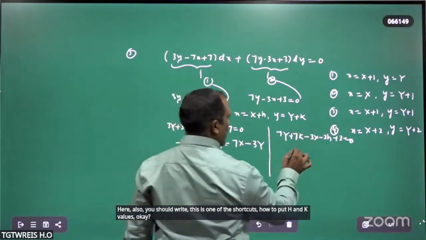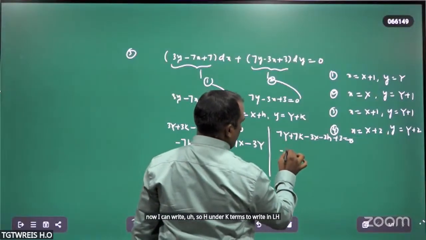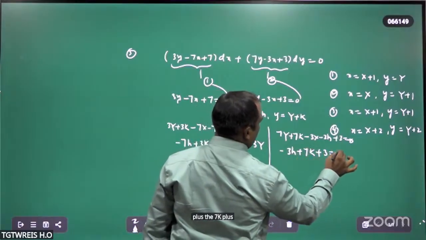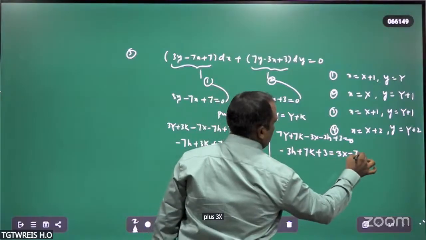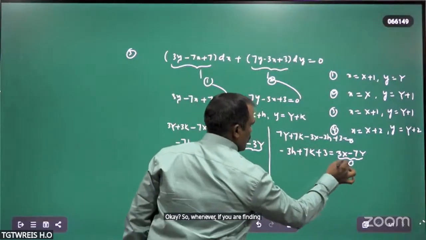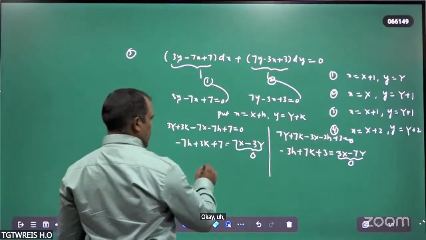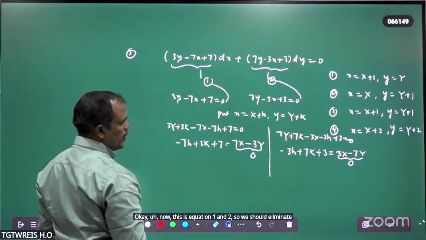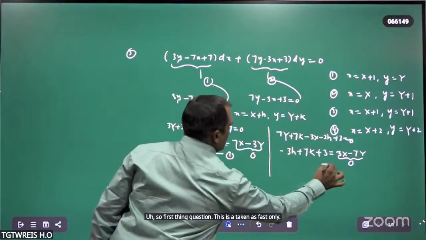Okay. Now I can write the h and k terms on the LHS: minus 3h plus 7k plus 3 equal to plus 3X and minus 7. Whenever you are finding h and k values, these two X and Y values are taken as zeros. Now this is equation 1 and 2. So what should we eliminate? This is taken as the first only. This is the second only.